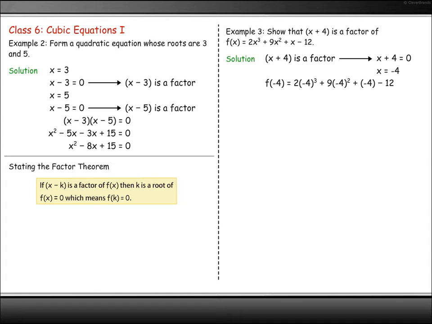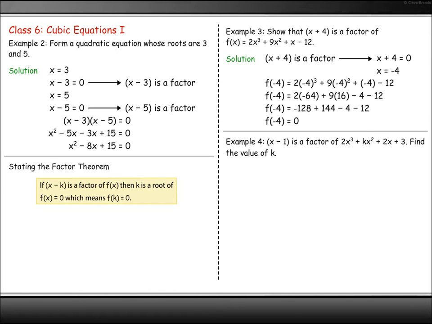Calculate the powers first. Minus 4 all cubed is minus 64, and minus 4 all squared is 16. Now multiply out the numbers. The answer is 0. So minus 4 is a root, and x plus 4 is a factor of the f of x.